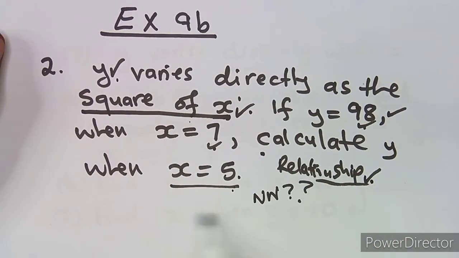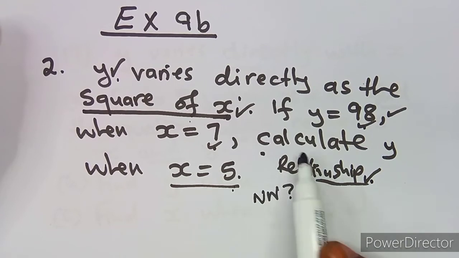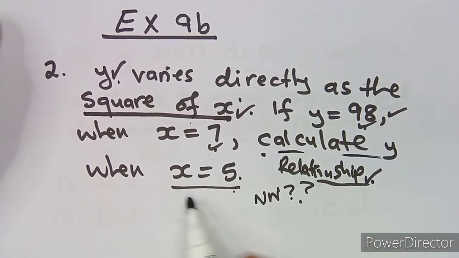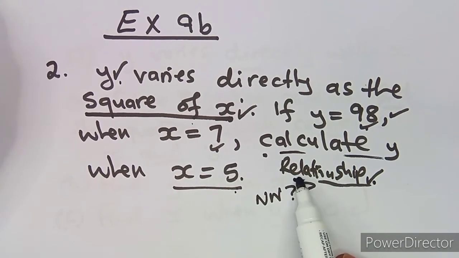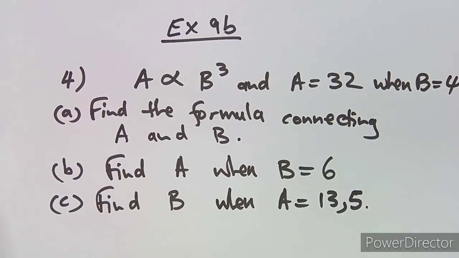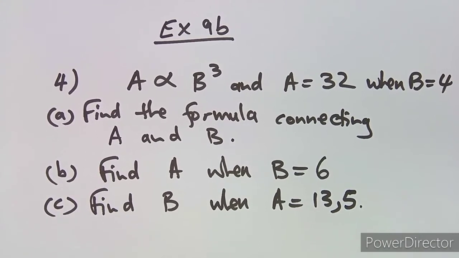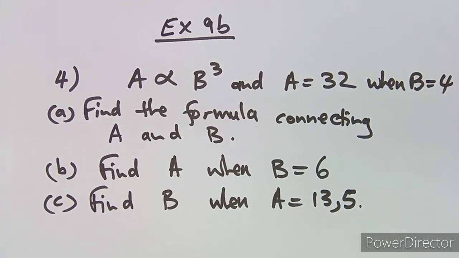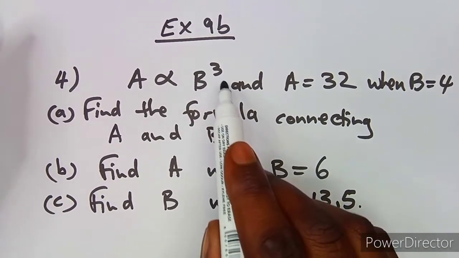So that is how you answer these questions when you're asked to calculate the value of y or the value of x. You have to first have the relationship, then connect. On 9b, another question we are given, a varies directly as b to the exponent of 3.